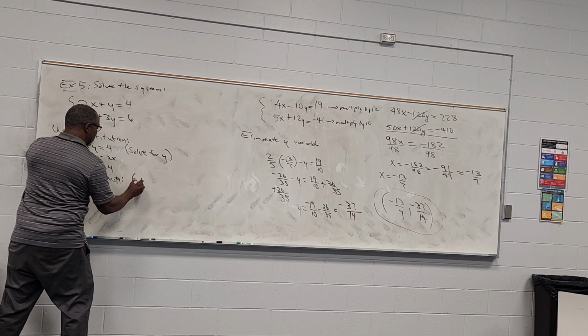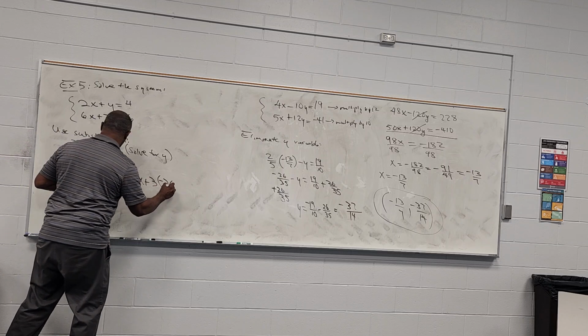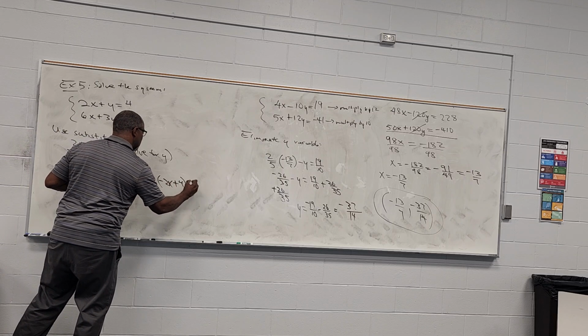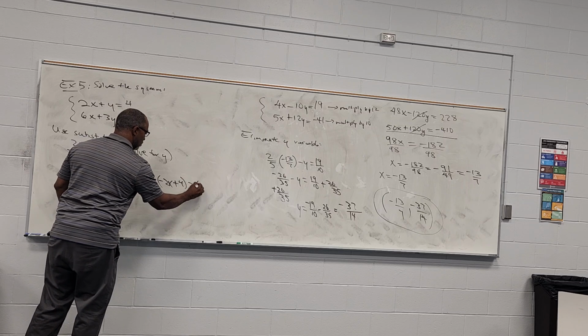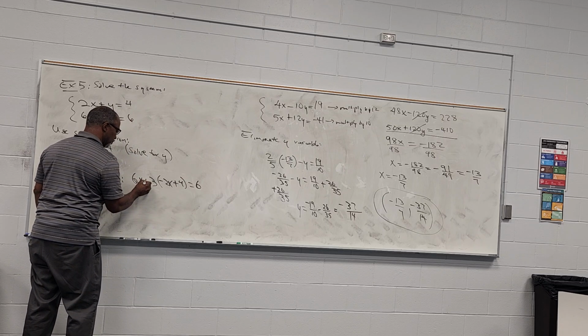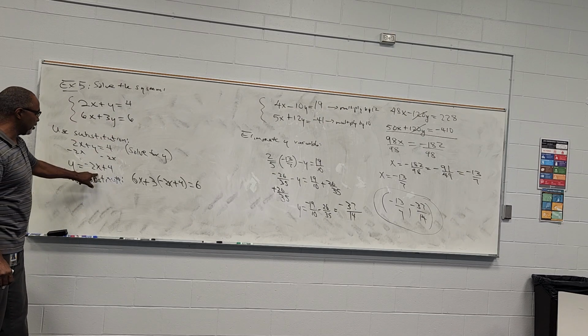So 6x plus 3 times y, but we know what y is now. It's negative 2x plus 4 equals 6. Okay? I substituted in place of y. I put this stuff.